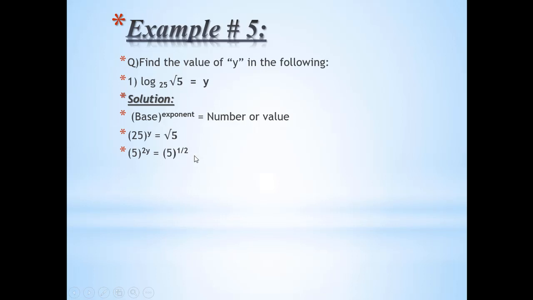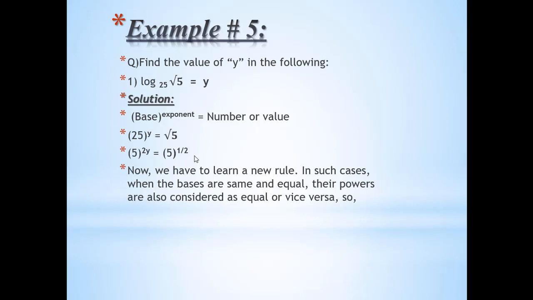Okay, now we have to learn one new rule. In these types of cases, when the bases are same and equal, their powers are also considered as equal, or vice versa. Vice versa means the reverse of the previous statement. Okay, it means that whenever the bases are same, here 5 is a base and 5 is a base, and there's an equality sign between them, their powers are also considered as equal. That means we have to just skip the bases and we have to take the powers with the equality sign like this. Okay, this is the rule, you have to remember this.